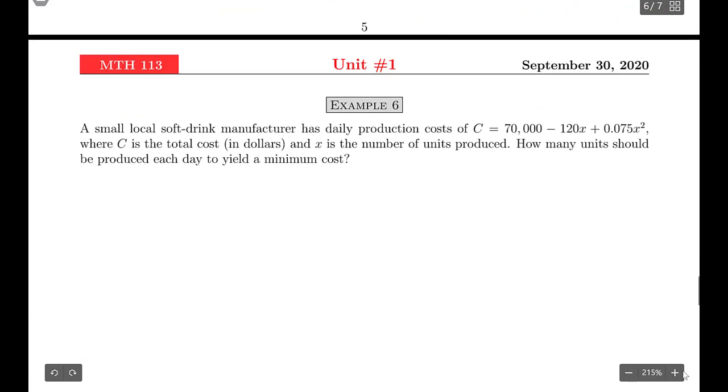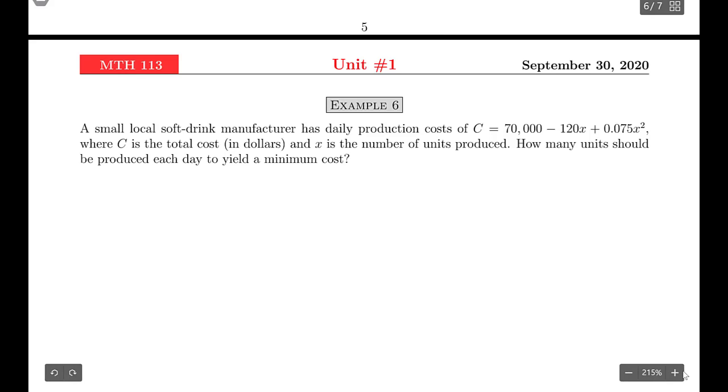Example 6 is a minimizing cost function, and we can do the same thing with a maximizing cost function, but for this one we're minimizing cost. A small local soft drink manufacturer, let's say in LA, has daily production cost of C equals 70,000 minus 120x plus 0.075x squared, where C is the total cost in dollars, and x is the number of units produced. How many units should be produced each day to yield a minimum cost? We want to make sure that this company is not spending too much money on production.